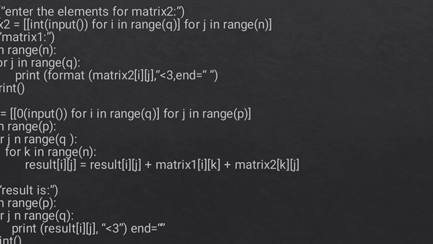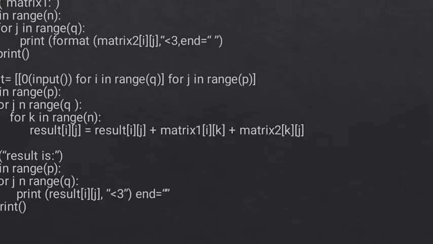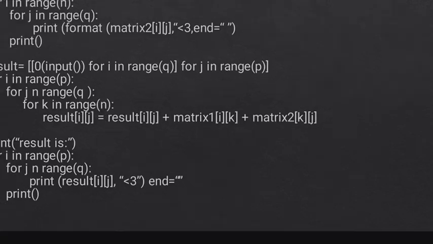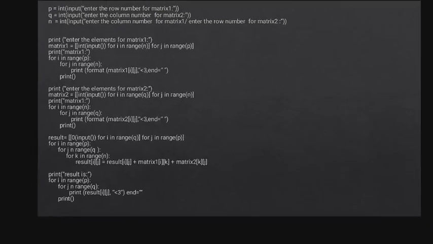So when i and j are equal to 0, we have the first element of the first row of matrix 1, which is multiplied by the first element of the second matrix's first column, and then it is stored in the result. And then we print result: for i in range p and for j in range q, print result ij with formatting, and then we get the multiplied result.